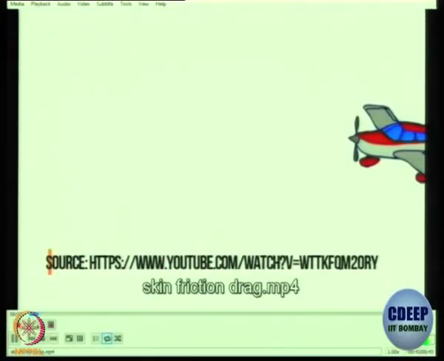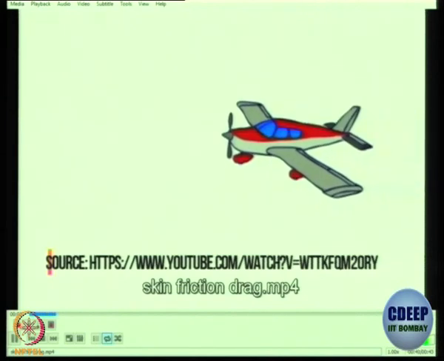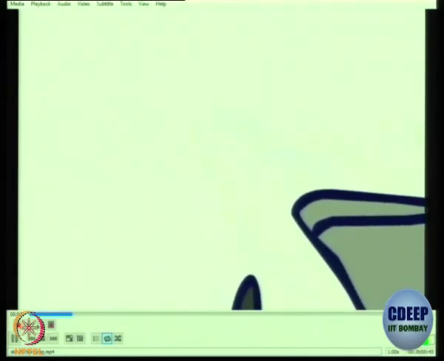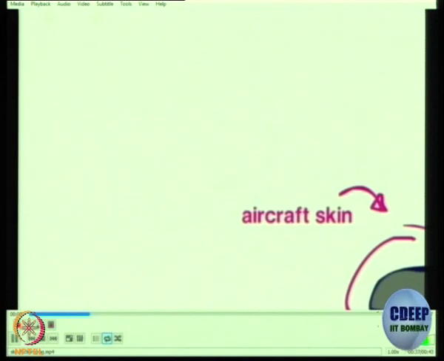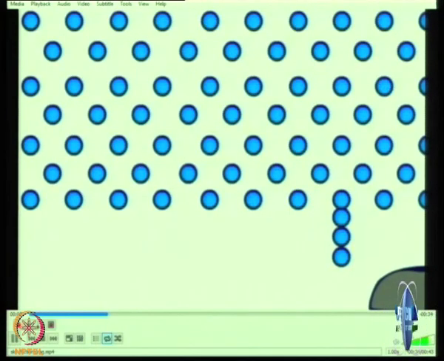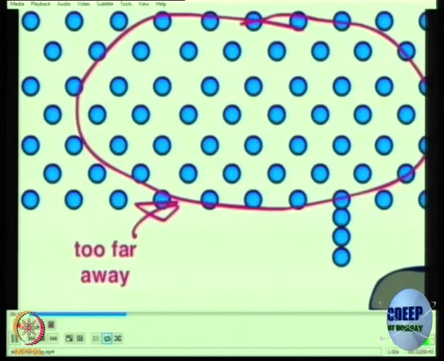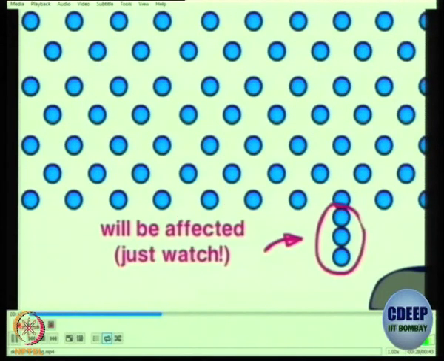An aircraft moving through the air is having to move through trillions of air particles. Here is the skin of the aircraft, and here are a load of air particles. These air particles are too far away to be affected by the aircraft, but these three will be.